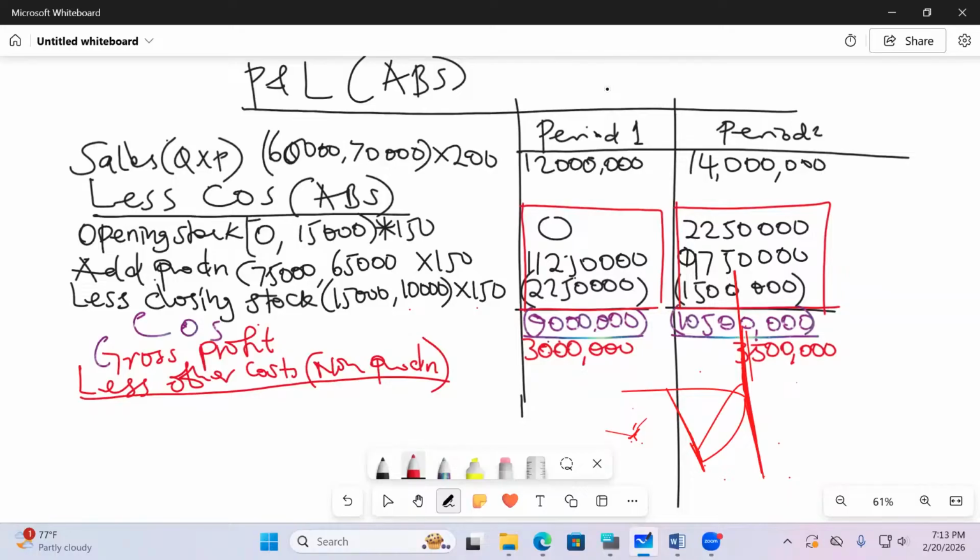So were you able to identify those non-production costs? Which ones are those? We have variable selling. So we have here variable selling.